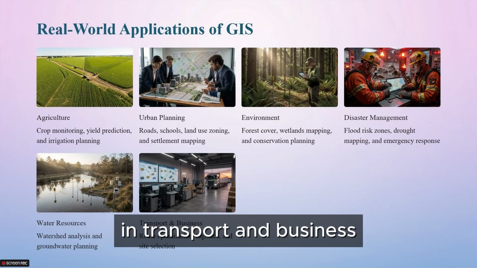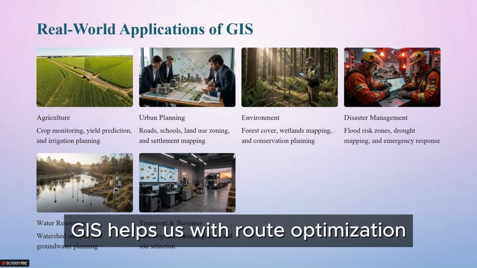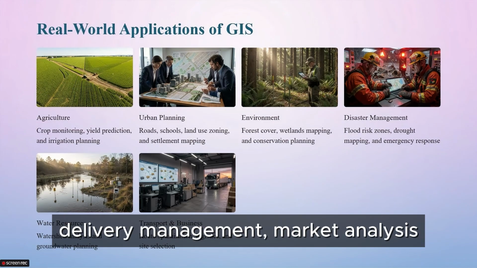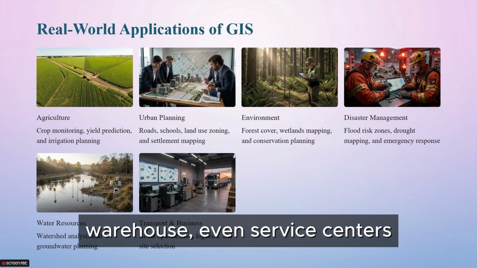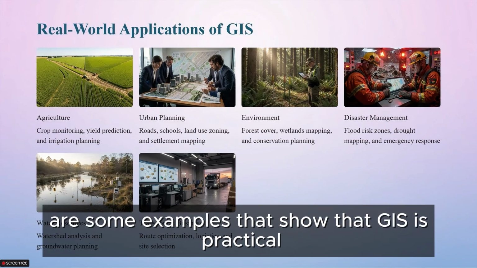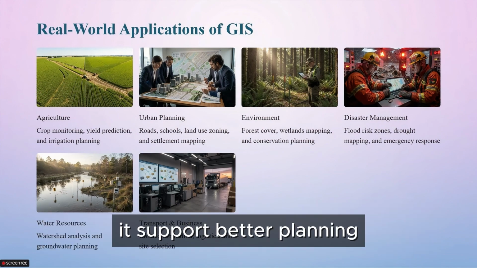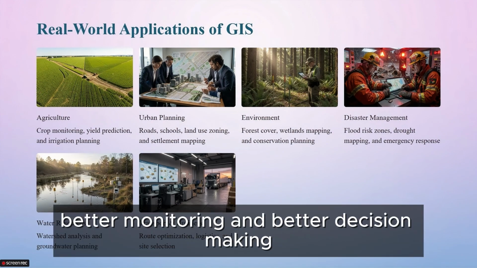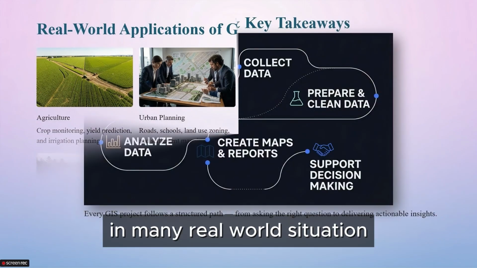In transport and business, GIS helps us with route optimization, delivery management, market analysis, site selection for shops, factories, warehouses, even service centers. These are just some examples that show that GIS is practical. It supports better planning, better monitoring, and better decision making in many real-world situations.